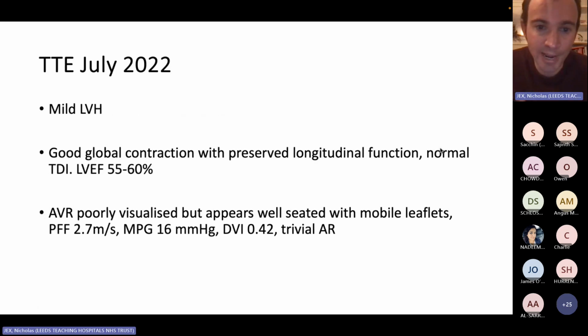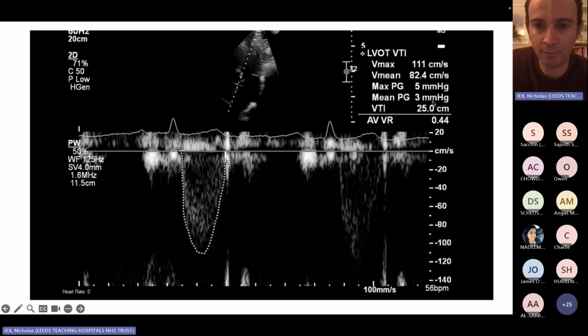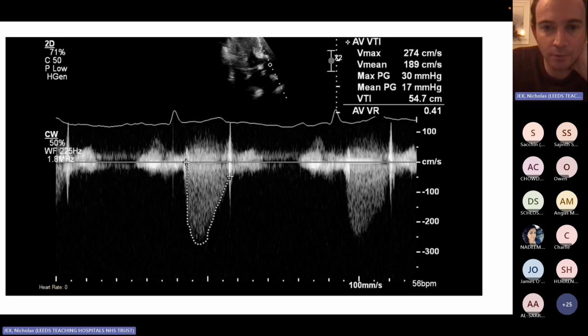So as part of his new AF workup, he has a repeat echo in July 2022. So this is a third echo. And actually the gradients have changed, they've gone down a bit. So his peak forward flow is reduced to 2.7. I'll just show you some of these measurements that were done.